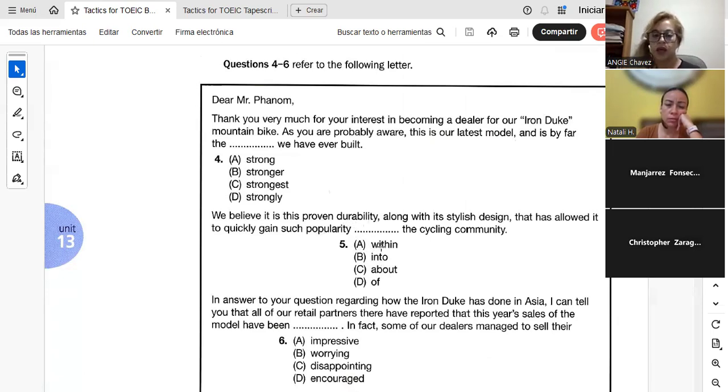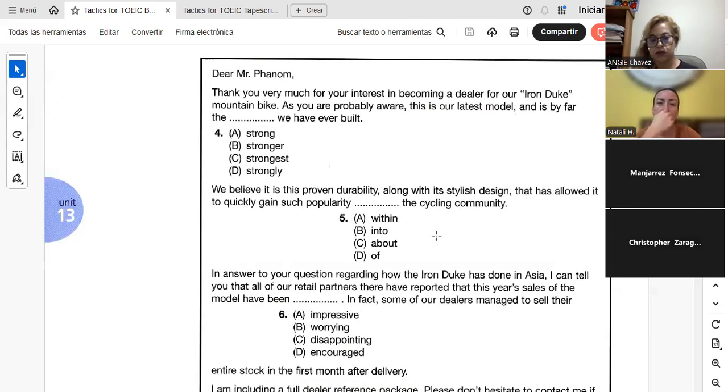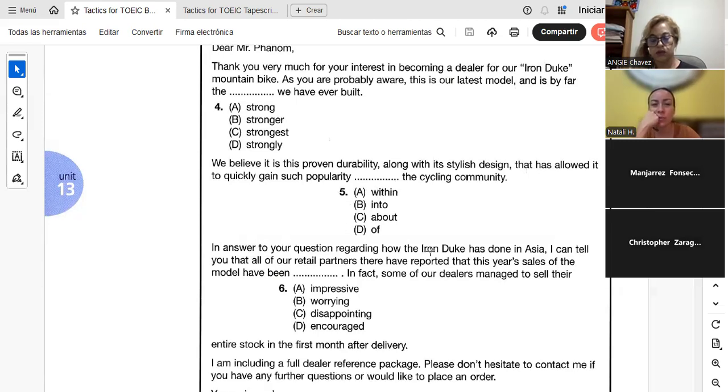Within collocates with community, right? Allowed it quickly such popularity within the cycling community. It collocates with that noun. Why within, teacher? Within and into, what is the difference? Collocations. It collocates with that specific idea of community. In that case, it's because of collocation.